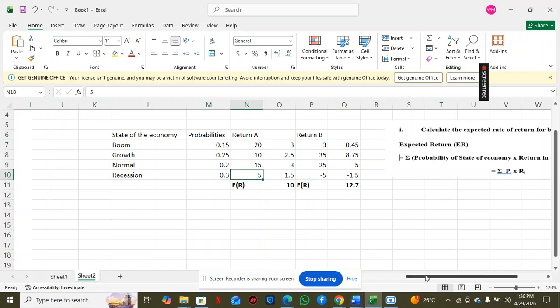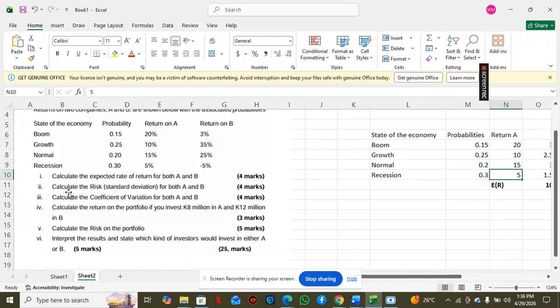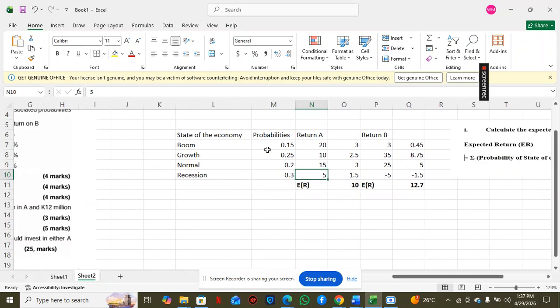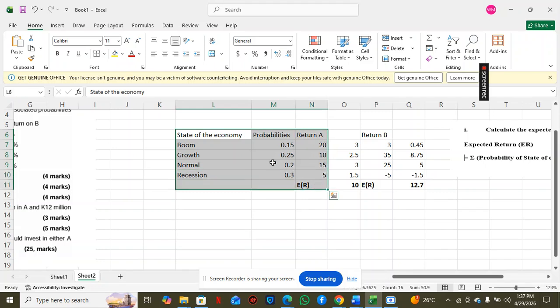Next, we're going to part B, which is saying calculate the risk, the standard deviation, for both A and B. So the risk that your return is going to be different from your average return, that's what we're measuring here. The risk that your return is going to be different from the average. So we'll start with company A.